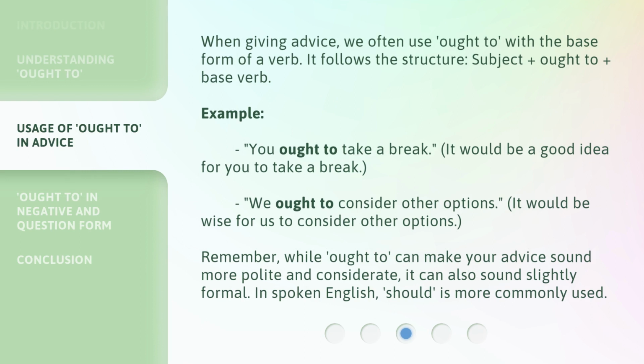When giving advice, we often use ought to with the base form of a verb. It follows the structure subject plus ought to plus base verb. Example: you ought to take a break. It would be a good idea for you to take a break. We ought to consider other options. It would be wise for us to consider other options.